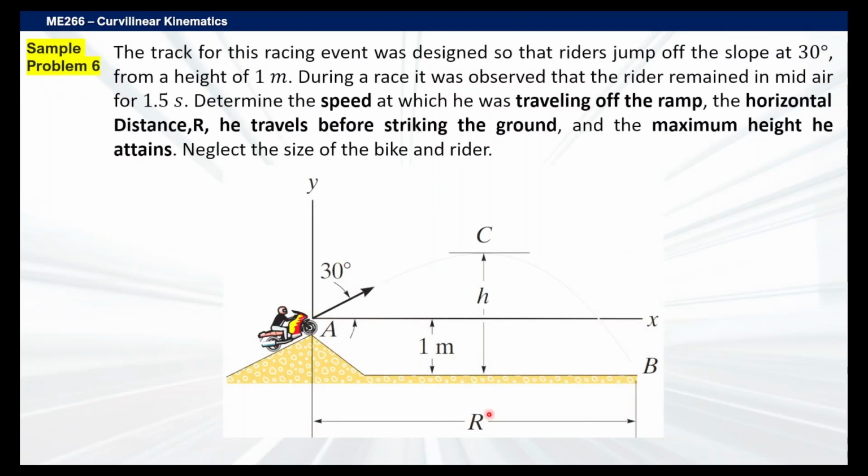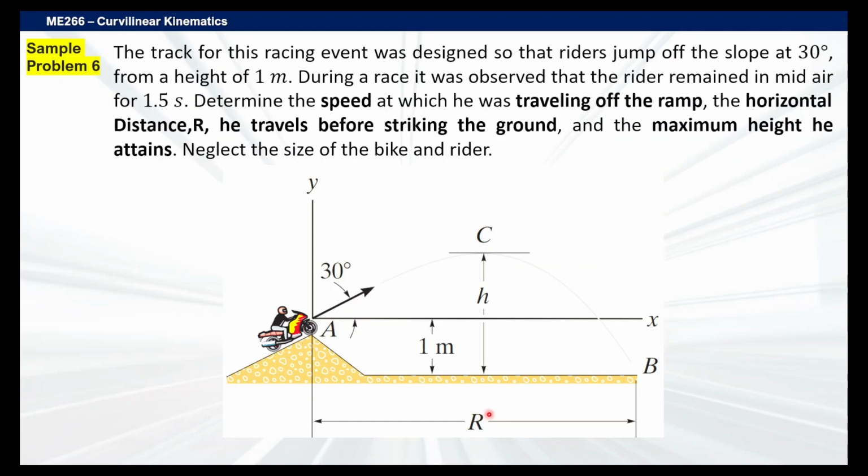Okay, for the next problem, we have a track for this racing event, and it's designed so that the rider can jump off the slope at 30 degrees from a height of 1 meter. So during a race, it was observed that the rider remained in mid-air for 1.5 seconds. Oh wow! Determine the speed at which he was traveling off the ramp.